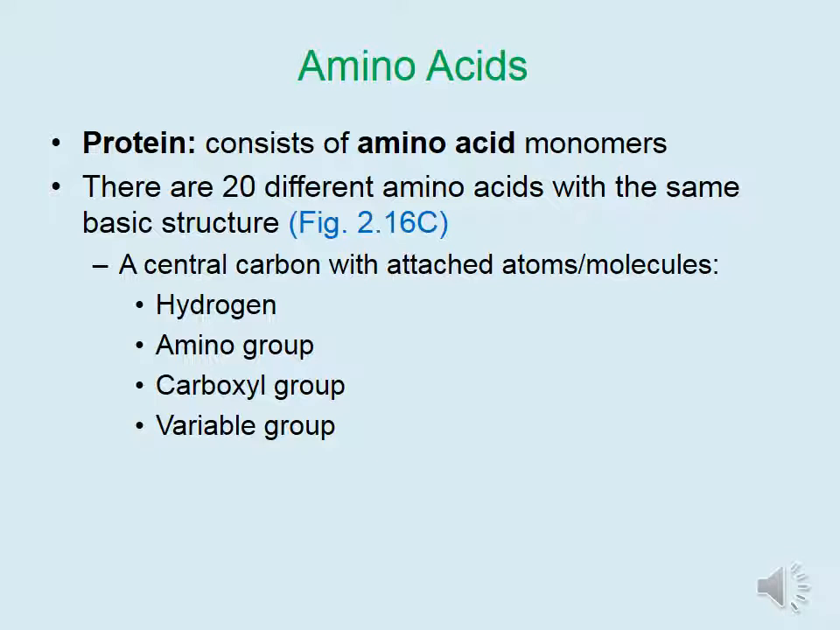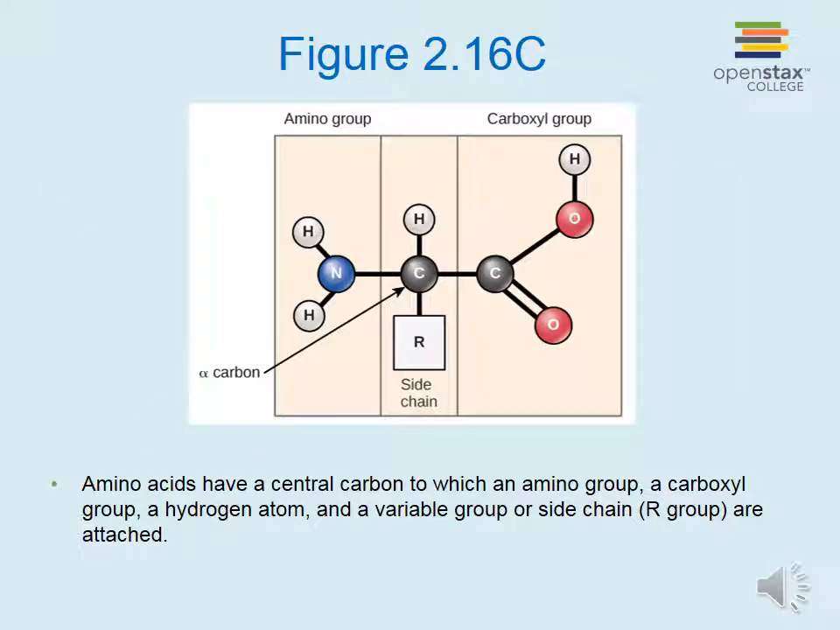There are 20 different amino acids found in our cells that all have the same basic structure. All amino acids have a central carbon with the following attached atoms or molecules: a hydrogen, an amino group, a carboxyl group, and a variable group. Amino acids have a central carbon to which an amino group, a carboxyl group, a hydrogen atom, and a variable group or side chain are attached.